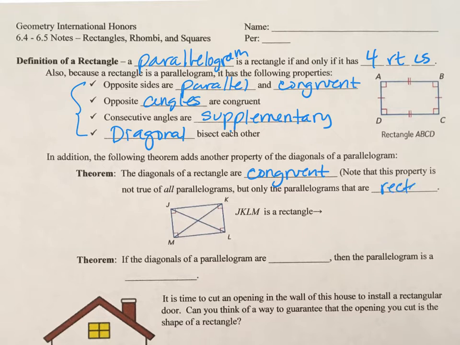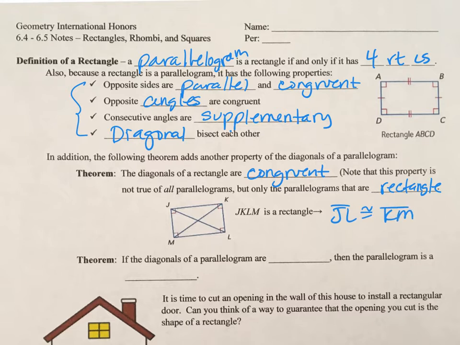Okay, so let's go ahead and write this theorem in terms of this picture. So in this picture, if we assume that JKLM is a rectangle, if that's our hypothesis, then our conclusion would be the conclusion of this theorem, and that is that the diagonals are congruent. So we'll write it like this. We'll say diagonal JL is congruent to diagonal KM.